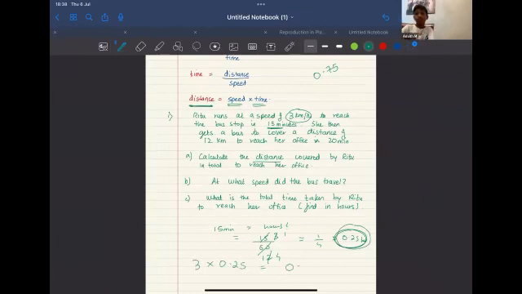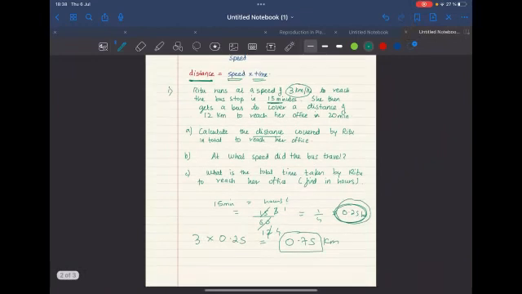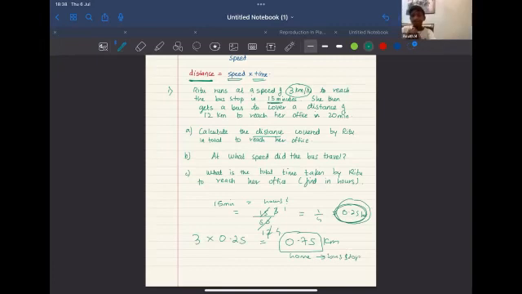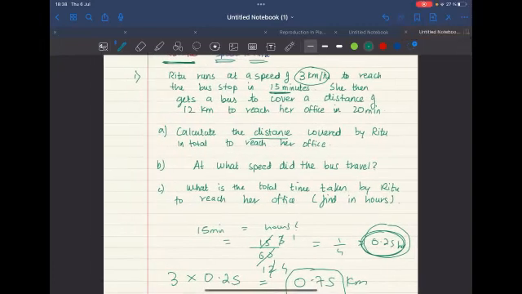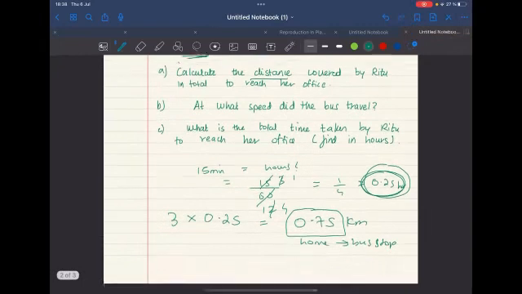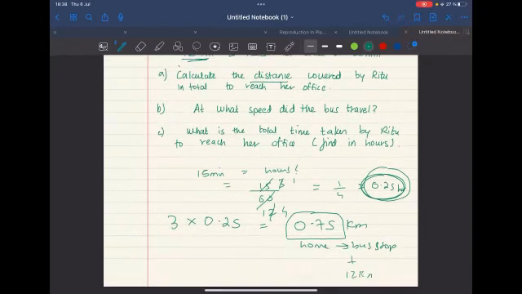You will get 0.75. This is the distance, in kilometers, from home to the bus stop. Now clearly we've already given from the bus stop to her office, it is 12 kilometers. Just add 12 kilometers, you will get 12.75. This one answer you all couldn't get.